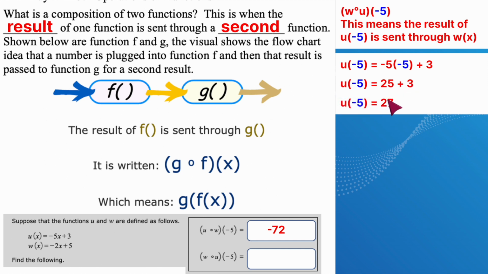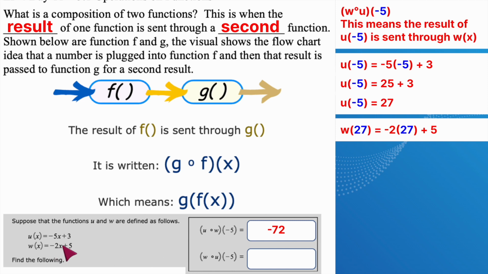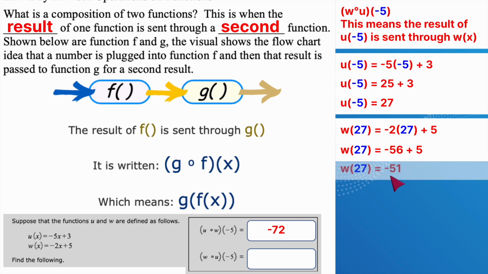So now this is what I'm going to send through w of x. So I'm going to go w of 27 equals negative 2 times x, which I know is 27 now, plus 5. So negative 2 times 27 is negative 54, plus 5 is negative 49. That should be negative 51. That was a typo. So with this one, we can see it's negative 72, and it should say negative 51 on there. Obviously, I just whoopsied. But we can definitely see, depending on which function it's sent through first, changes the outcome.